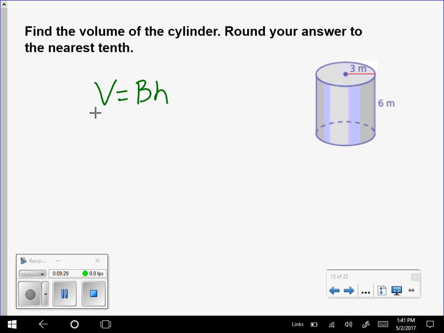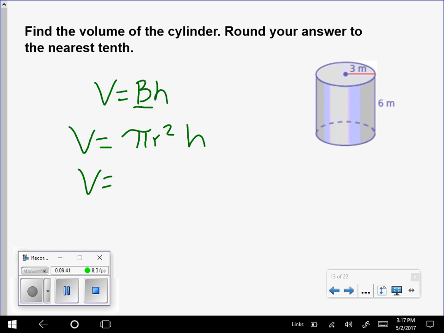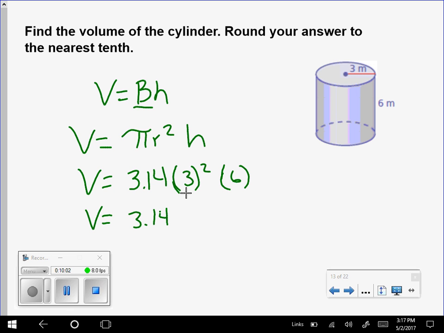So what it says is volume equals the area of the base times the height. So really what I'm doing is volume equals pi r squared times the height. So we have pi, which is 3.14. Our radius, which is obvious here, is 3. And we're going to square that. And then the height of the cylinder is 6. So we got 3.14, 3 squared, so 3 times 3 is 9, times 6.